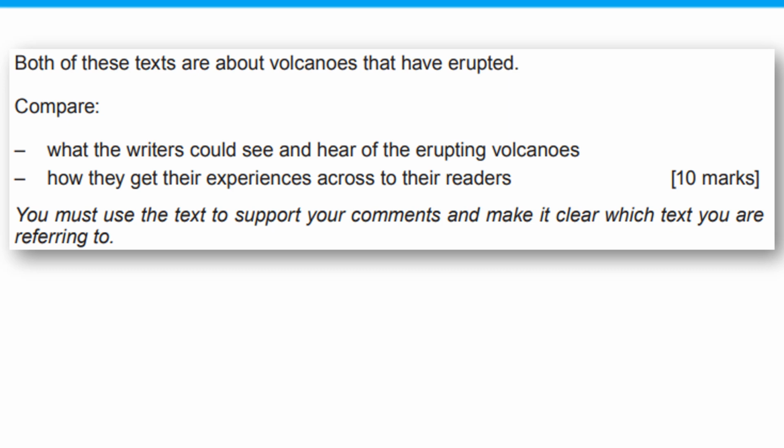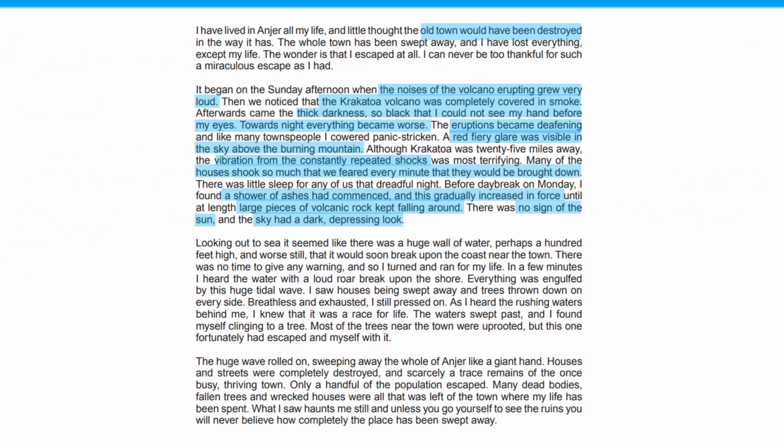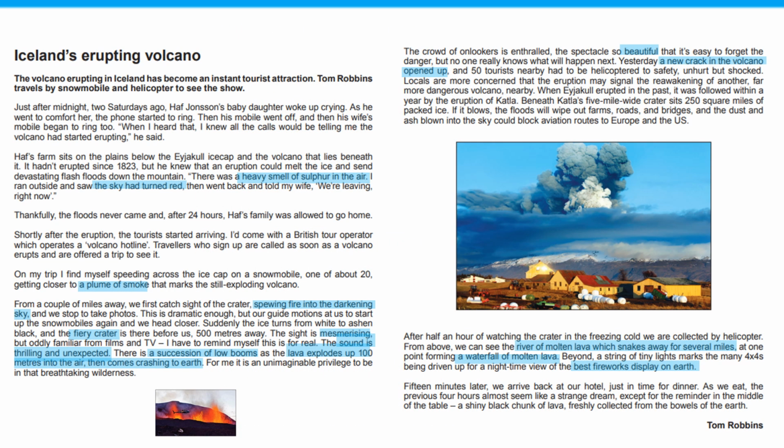So, as usual, read the question carefully and highlight the key words. Here, it's what the writers can see and hear of the eruptions and how they convey their experience. For each text, highlight or underline what they see and hear of the volcano eruption. And then, like before, link your evidence to a point, remembering to say 5 things about each text.